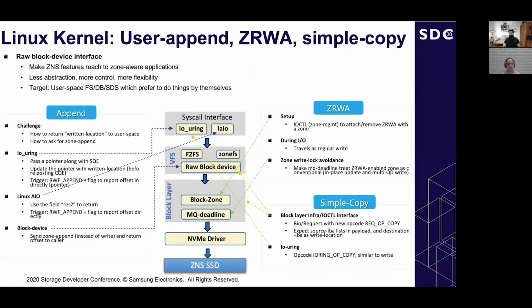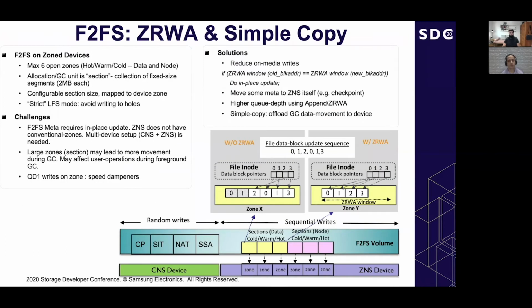Coming to simple copy. Because simple copy is a new operation, we had to add a new opcode in the kernel, which is called request op_copy. With that, one can prepare a bio, package a list of source LPAs in the payload, and send it down to the NVMe for processing. And this whole thing is presented to the application via ioctl for synchronous processing, and to io_uring or AIO for asynchronous processing. This is how we can go about leveraging GRWA and simple copy in the F2FS.